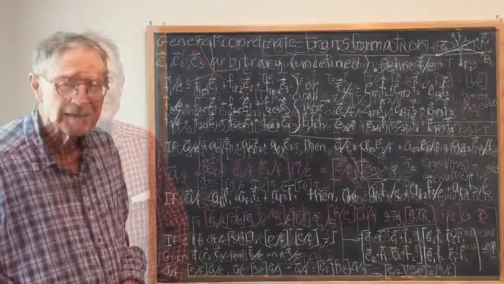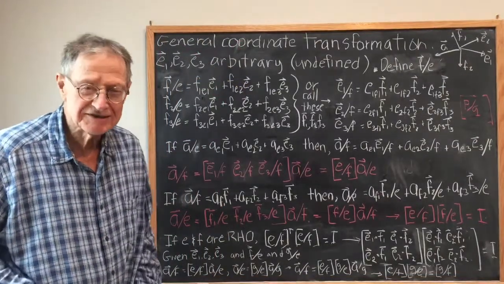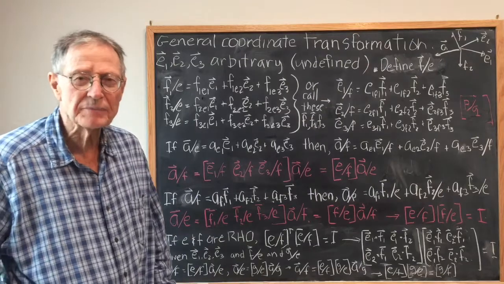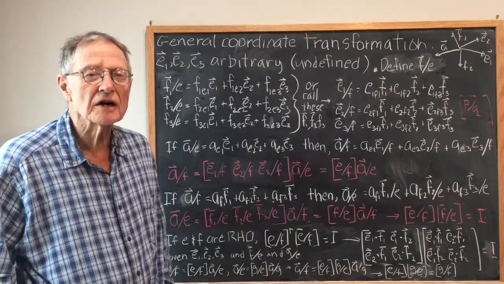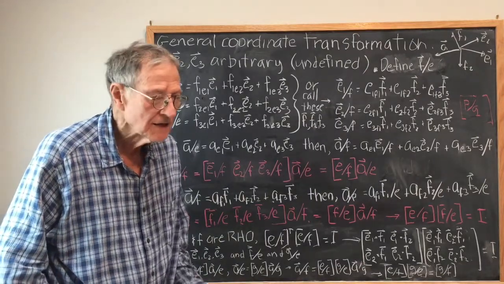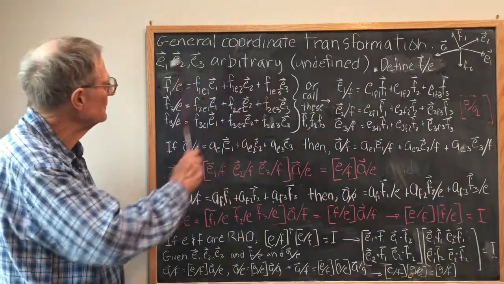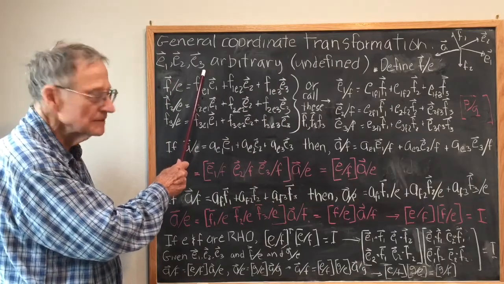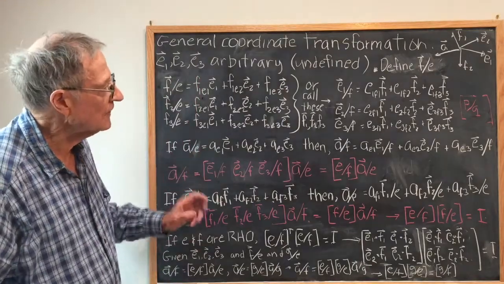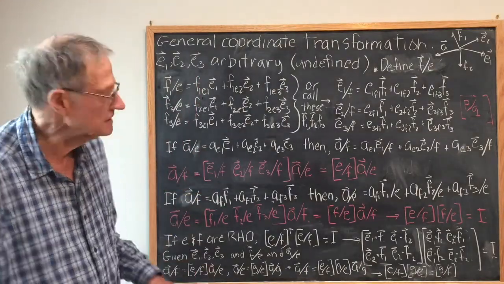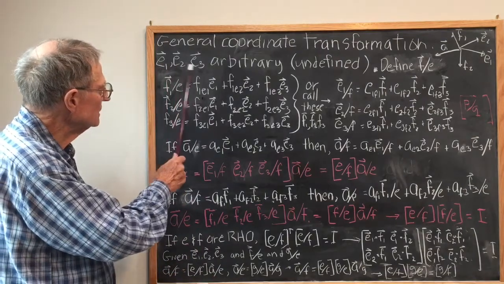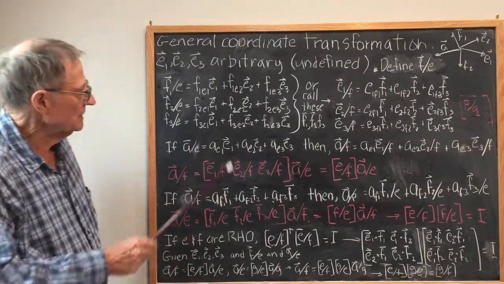Hello, today I'm going to discuss change of basis systems for an arbitrary vector. To begin with, I'm going to assume an arbitrary basis E1, E2, and E3, and I'm going to define a second basis as linear combinations of E1, E2, and E3. And that's done as follows.